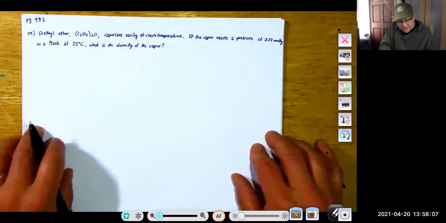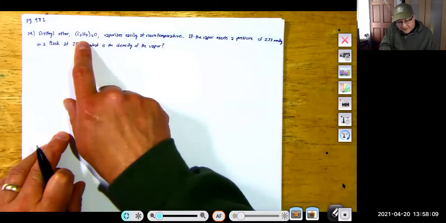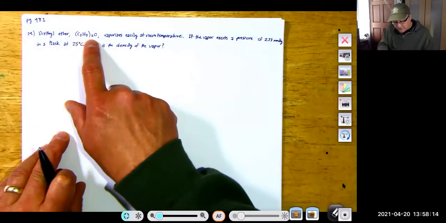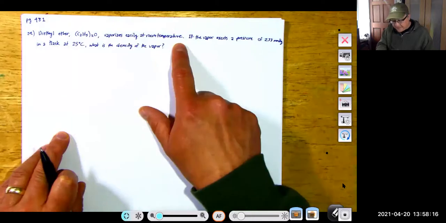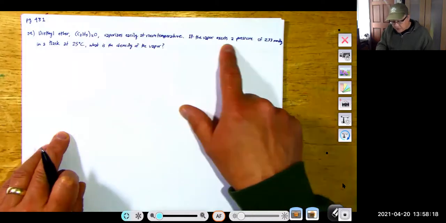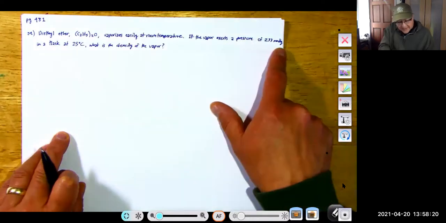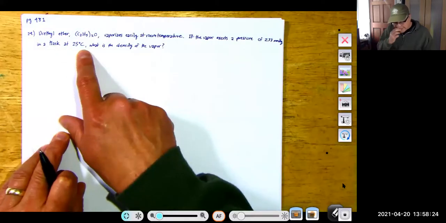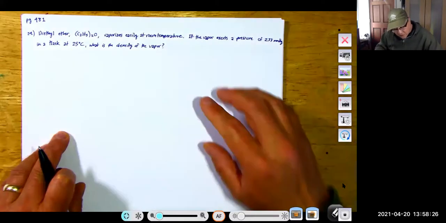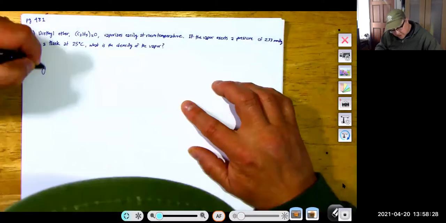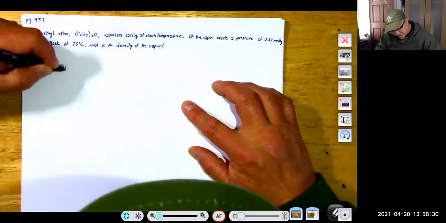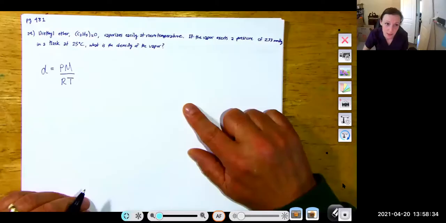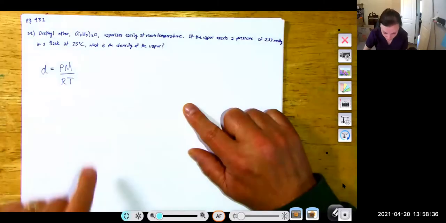Okay, diethyl ether, (C2H5)2O, vaporizes easily at room temperature. If the vapor exerts a pressure of 233 millimeters of mercury in a flask at 25 degrees Celsius, what is the density of the vapor? This sounds like one of those problems that's just built for this equation, doesn't it? Yeah, I asked about density.